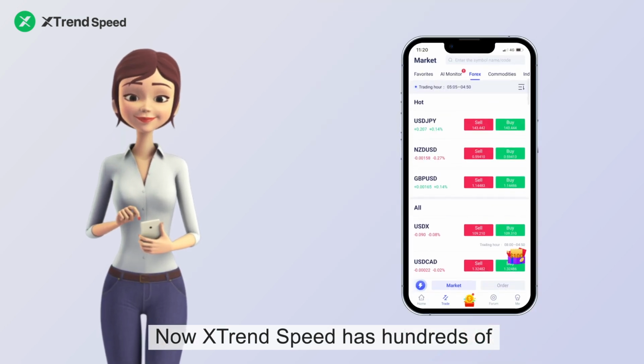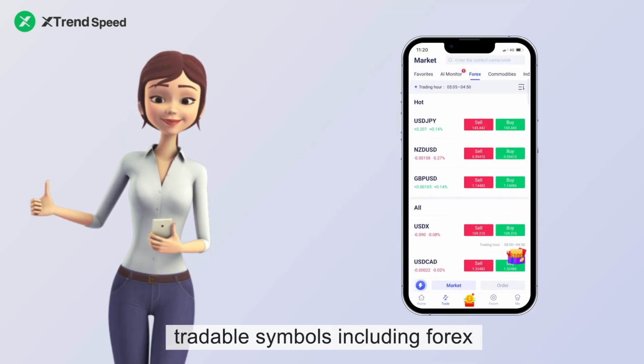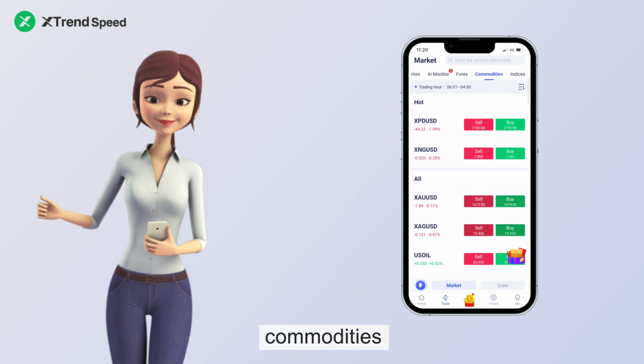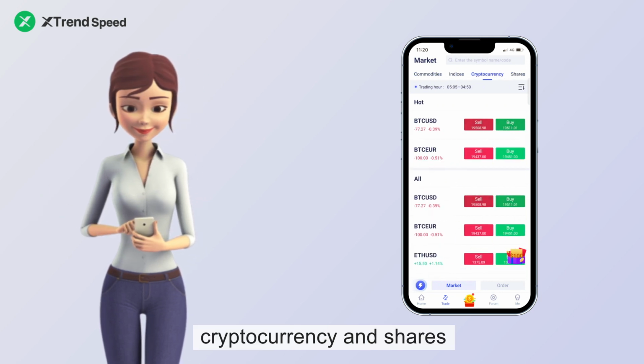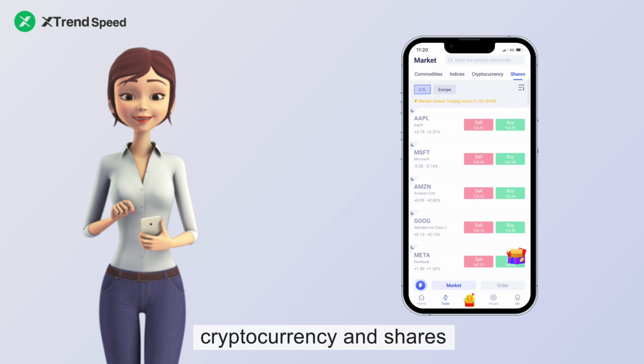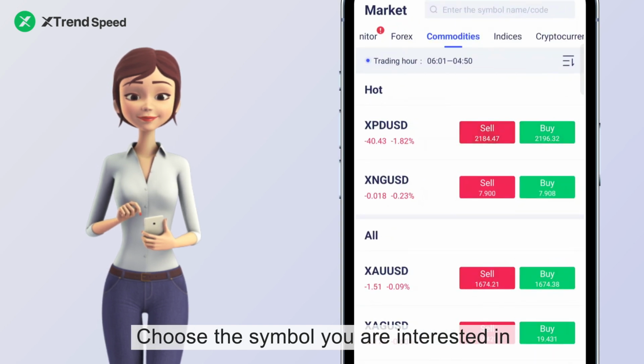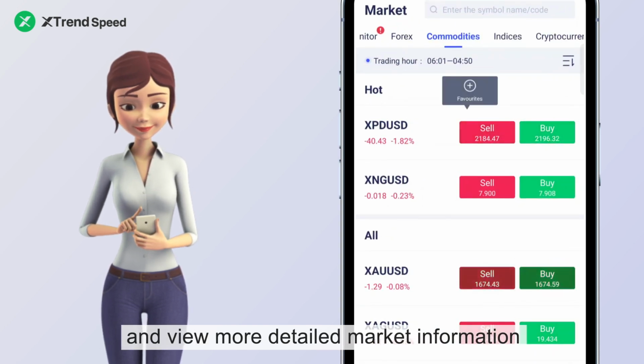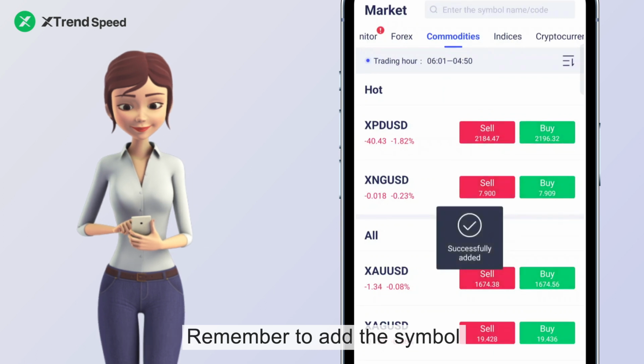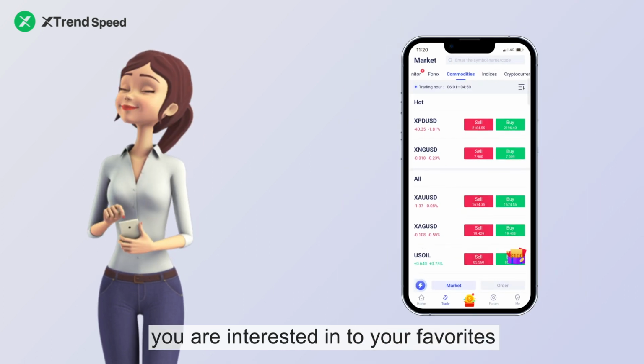Now XTrend Speed has hundreds of tradable symbols including Forex, commodities, indices, cryptocurrency, and shares. Choose the symbol you are interested in, and view more detailed market information. Remember to add the symbol you are interested in to your favorites.